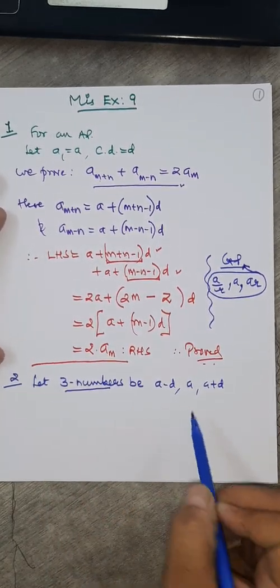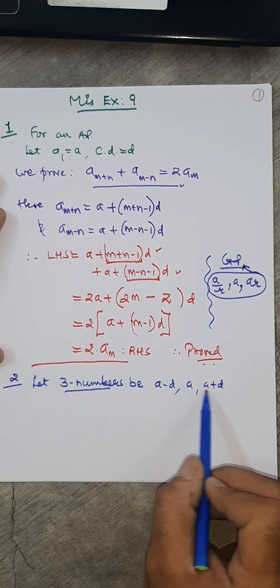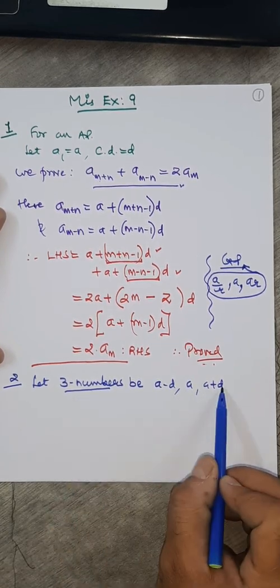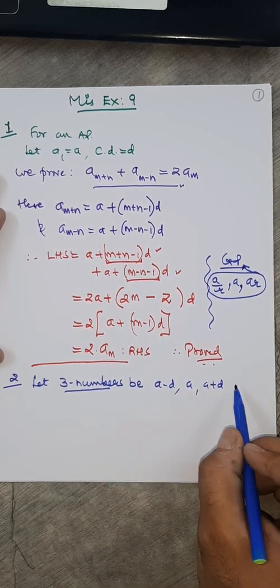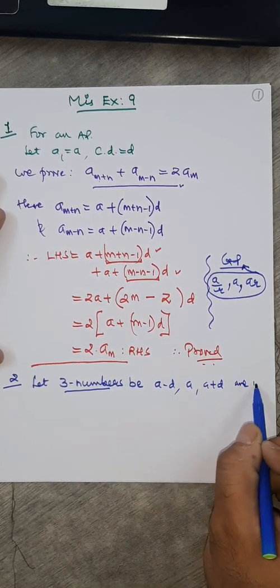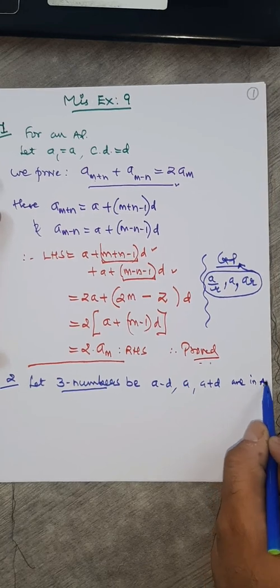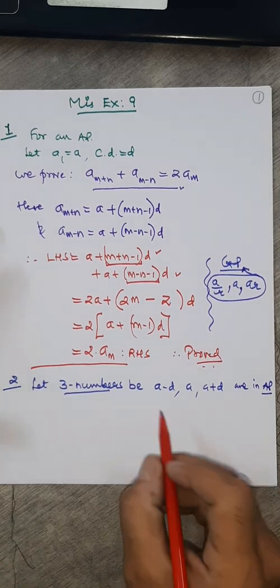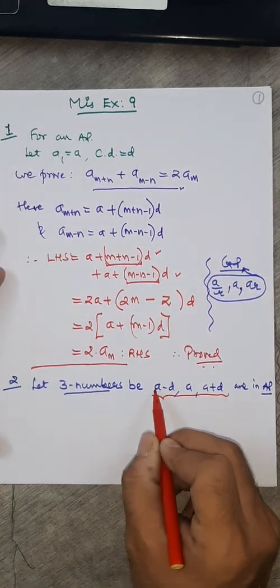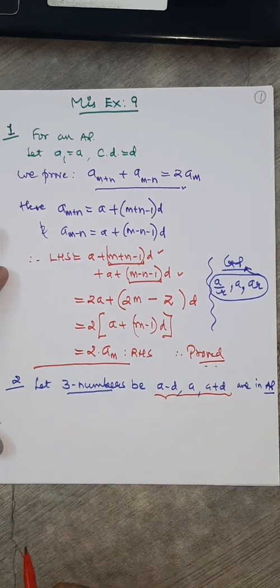Why do these three numbers form an arithmetic progression? You can see that there is a common difference equal to small d. These three numbers are in arithmetic progression. Now we are asked to find these three numbers. So what do we need to find? We find a and d and place them here.